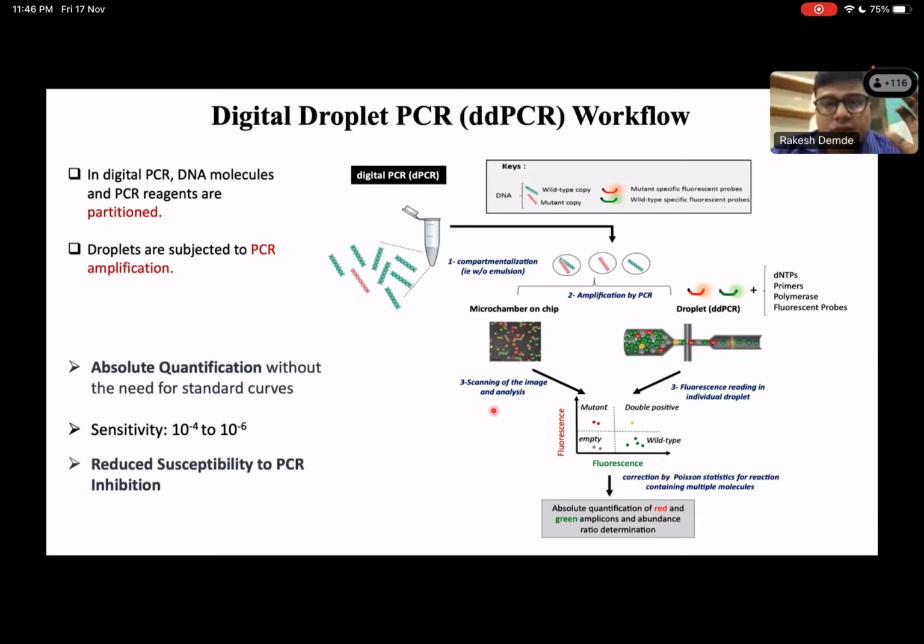The advantage is that this technology is now taken into consideration whenever we have to follow up a particular malignancy to know the residual disease present after the treatment, and it has a sensitivity of 10 to the minus 4 to 10 to the minus 6. This technology also has a reduced susceptibility to PCR inhibition, which real-time PCR doesn't have. And in real-time PCR, you will require a standard sample where we compare the copy numbers with the standard amplification. So these are all the advantages of digital PCR, and it is coming up in solid tumors also, in liquid tumors also. In both places it has a role in residual malignancy detection.